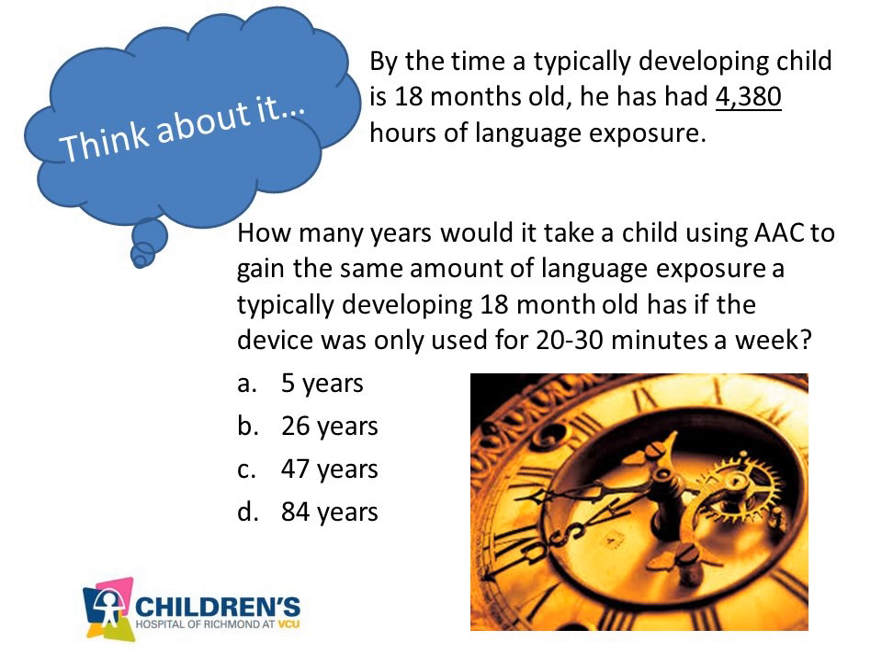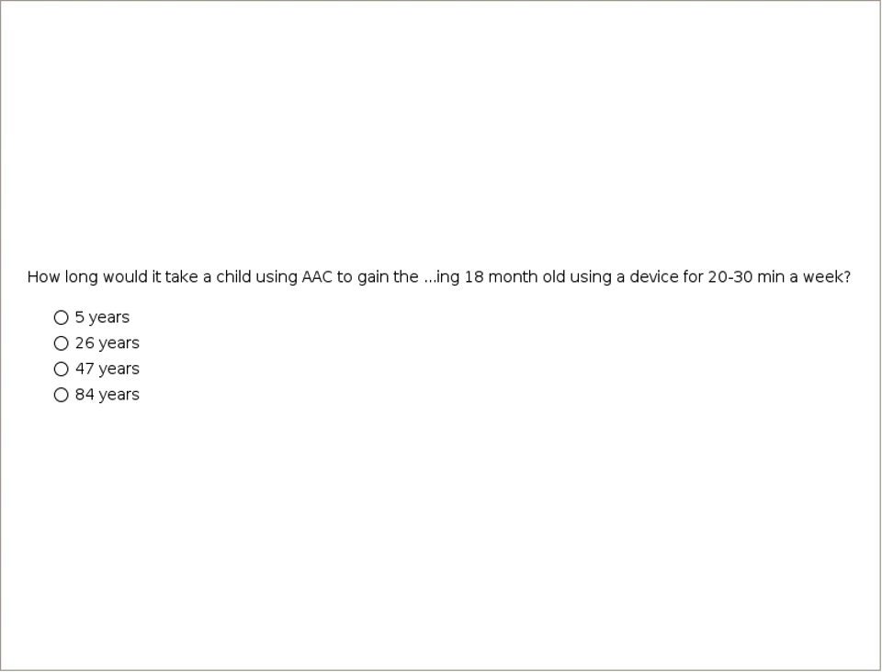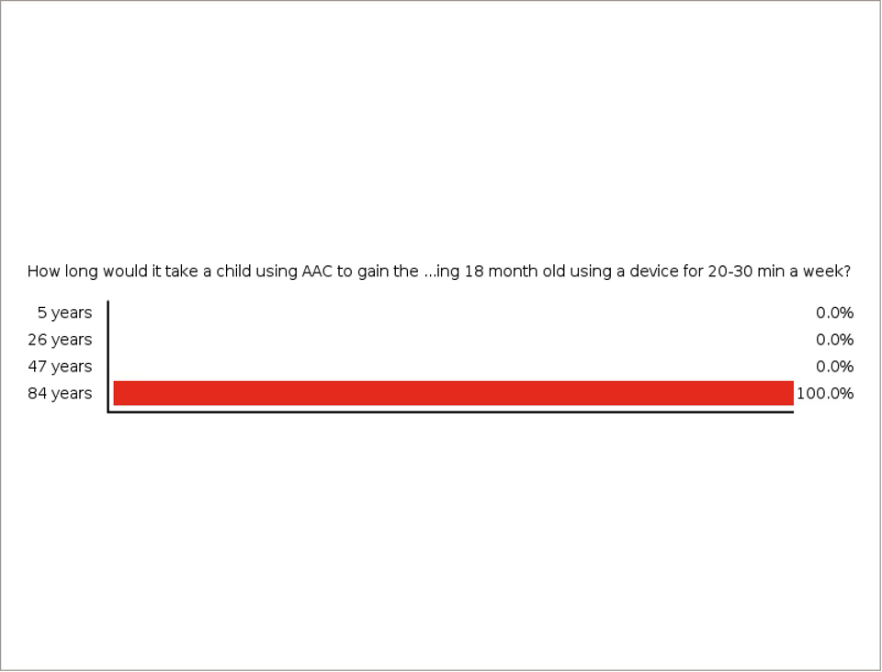So for a child using AAC to gain that same amount of language exposure that a verbal child receives by 18 months, if the device was only used for 20 to 30 minutes a week, how long do you think it would take that child to get the same exposure to their language as a typically developing 18-month-old? So I'm going to go over to this poll here. And go ahead and click your answer for me. Do you think it's 5 years, 26 years, 47 years, or 84 years?